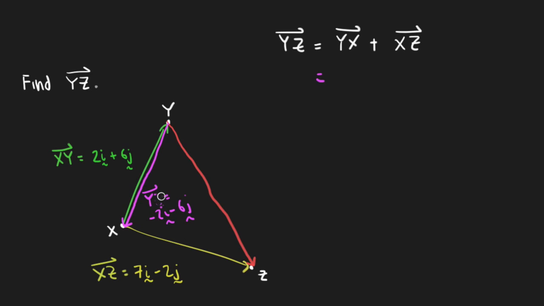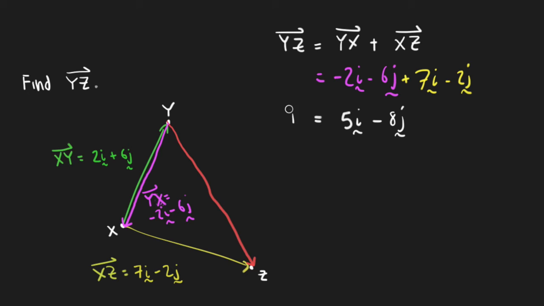If we sub yx into here, we get negative 2i minus 6j, plus 7i minus 2j. Again, we just add the i and j components, so negative 2i plus 7i is 5i, and negative 6j minus 2j is negative 8j. And there you go, there's your answer.